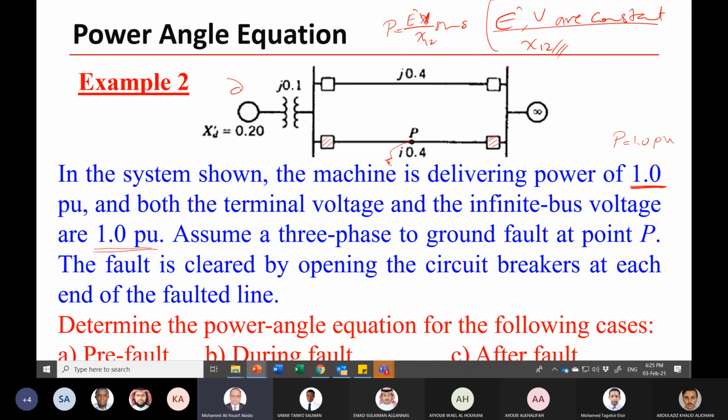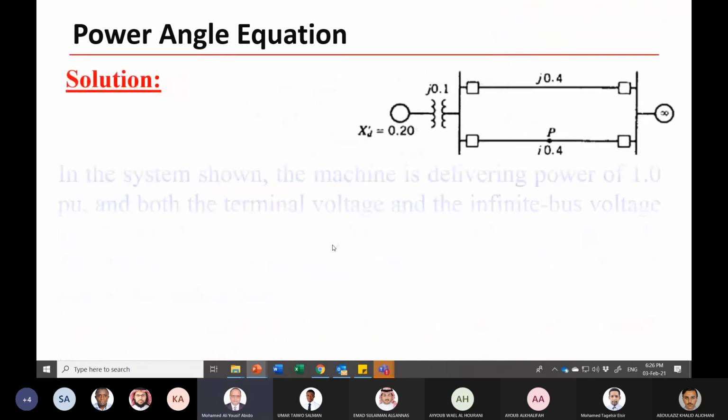So the excitation of the generator will not be able to change the induced voltage, E prime, due to the flux. The flux has a time constant which is much larger than 0.1 second. Therefore, usually we assume E prime is constant in this simplified model. So I think we should go back to how we solved this example at the beginning, how to calculate x12 in all these cases.